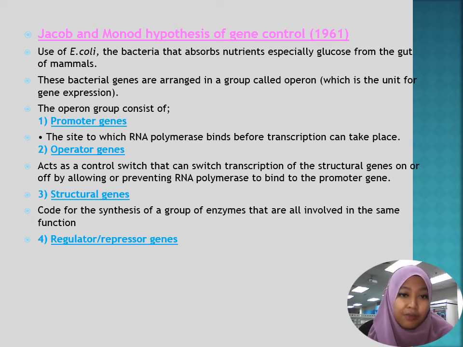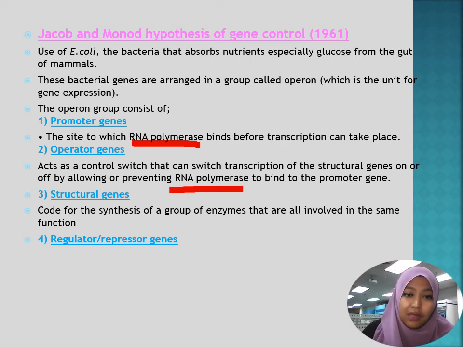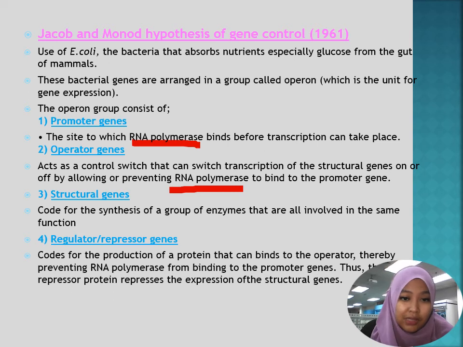The function of the promoter is basically to be the site for the RNA polymerase. The operator acts as the control for transcription of the structural genes, either allowing or preventing RNA polymerase from binding to the promoter. The structural region codes for three genes: Z, Y, and A. And the last, the regulator, codes for production of a protein that can bind to the operator.